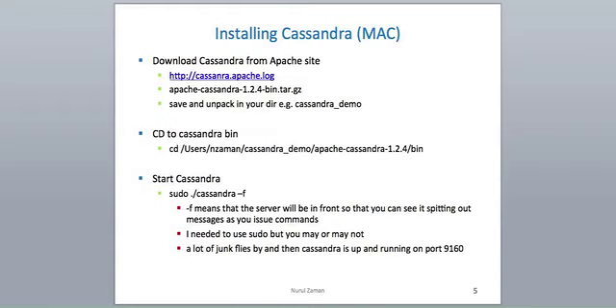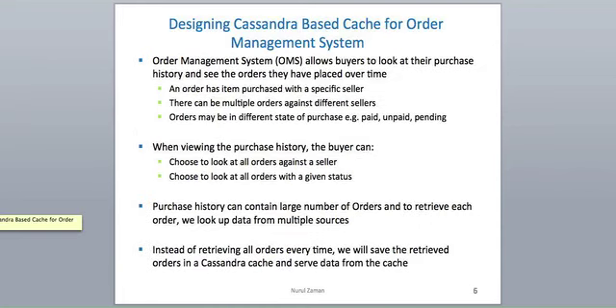We'll move it out of our way for right now. Based on what we learned about the data model in Cassandra, we'll design our cache for an order management system. The order management system itself allows buyers to look at their purchase history and see the orders that they have placed over time. When viewing the purchase history, the buyer can choose to look at all orders against a seller or choose to look at all orders with a given status.